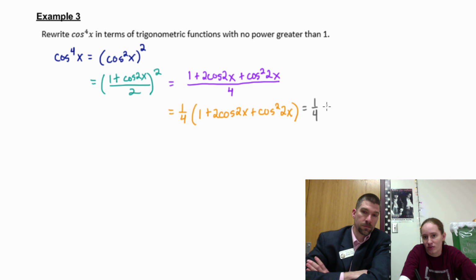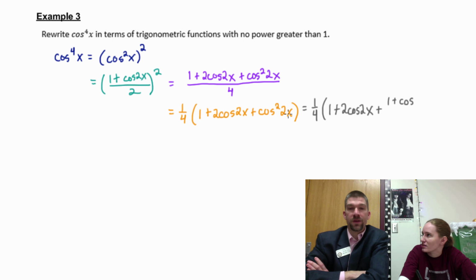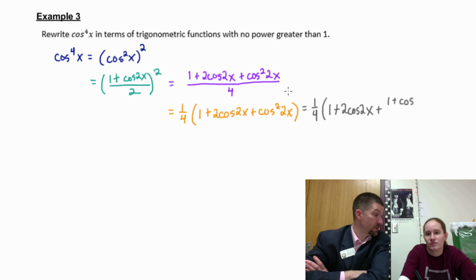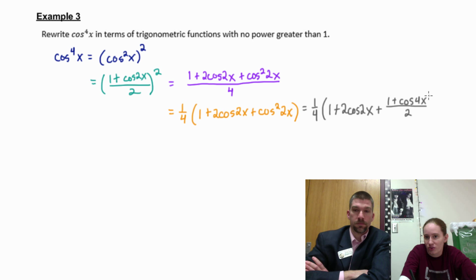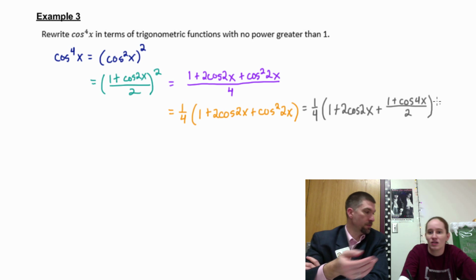Okay, so let's do that. Let's replace. So 1/4 times 1 plus 2 cosine 2x plus, and then the exact same thing, 1 plus cosine 2x over 2. Except we already have a 2x, so 2 times 2x, which is 4x, over 2. But there's no squared in that situation. Because we were squaring something before, but there's nothing being squared in this.